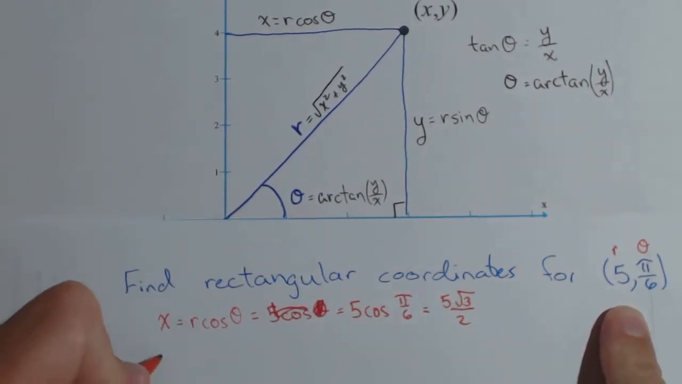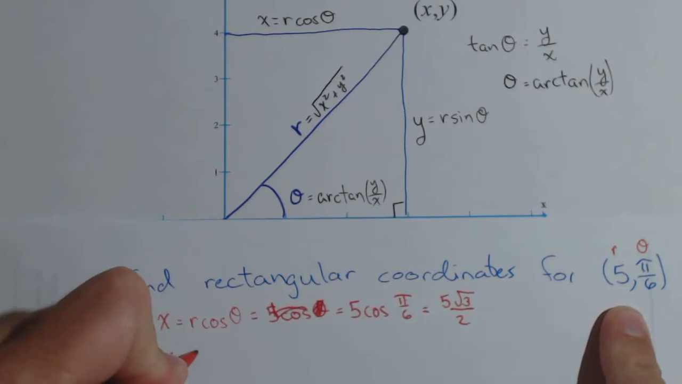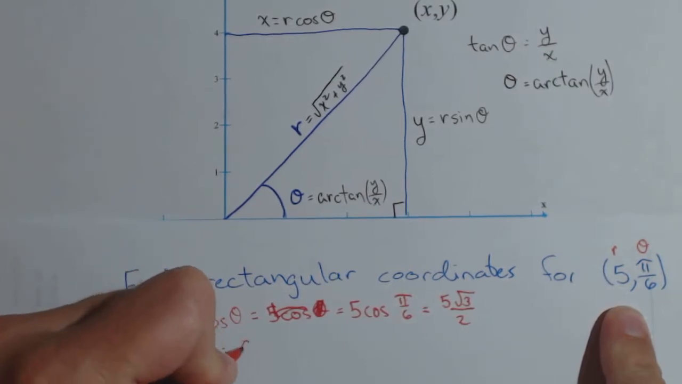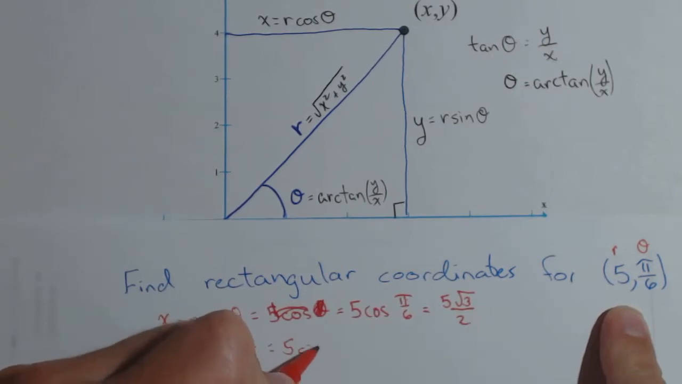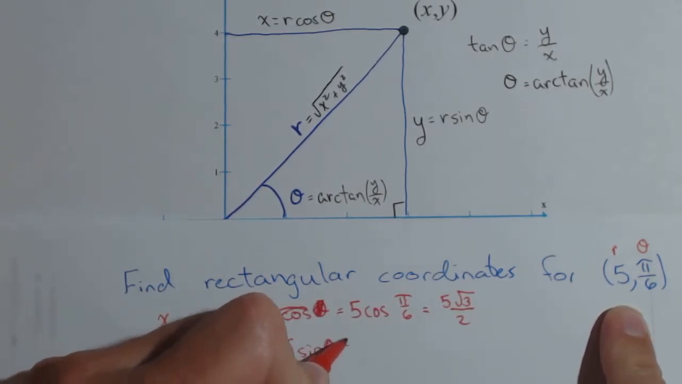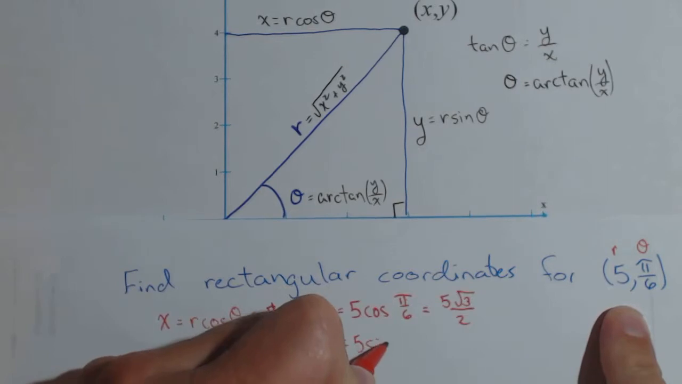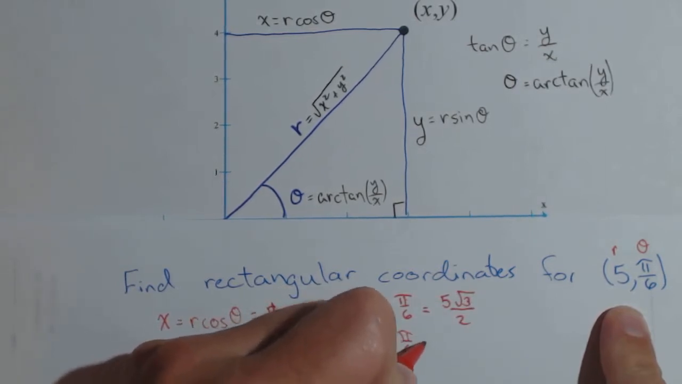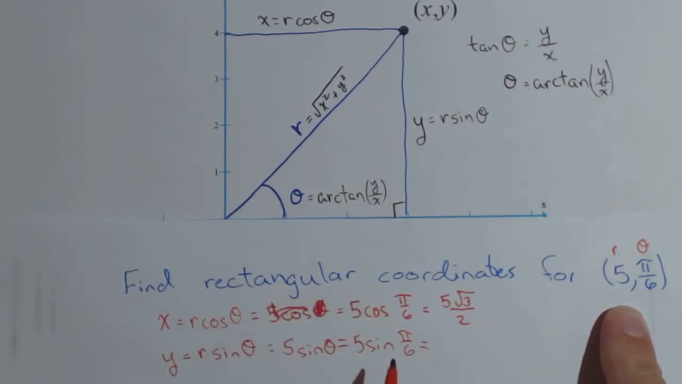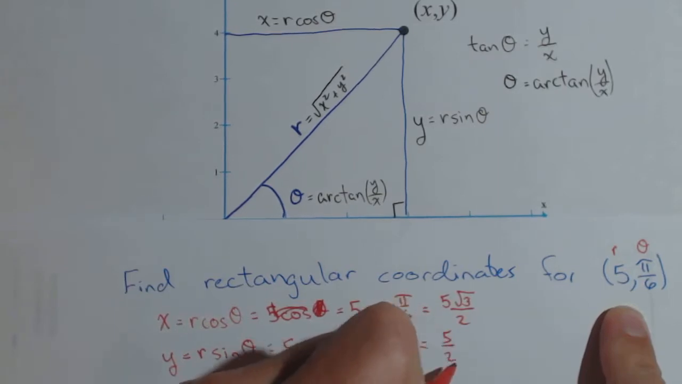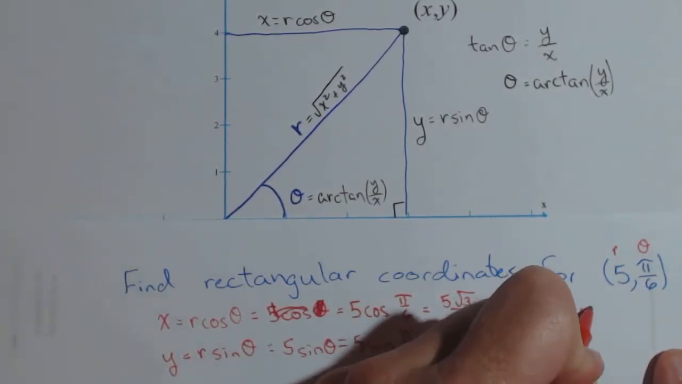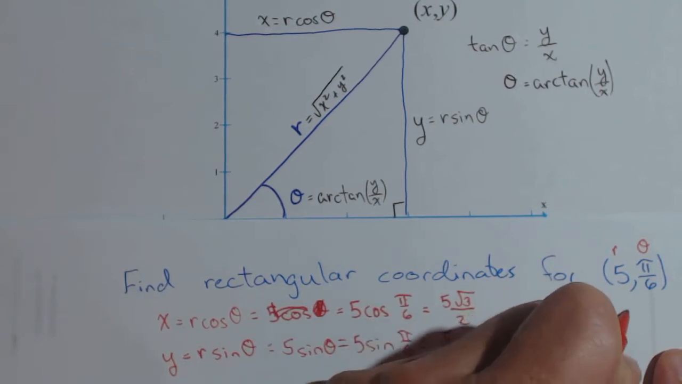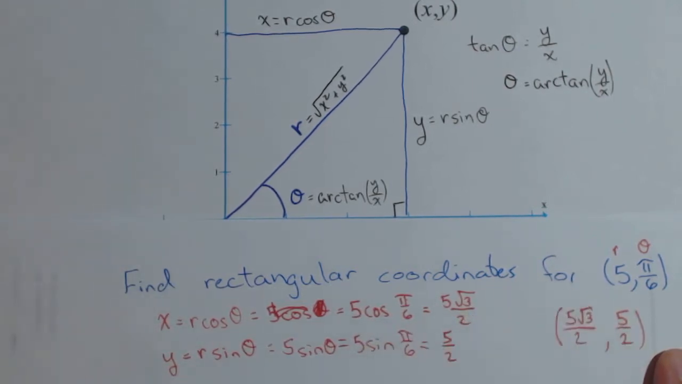Y is going to be very similar because y is just r sine of theta. So 5 sine of theta, I did it again, 5 sine of pi over 6, excuse me. Sine of pi over 6 is a half, so the y-coordinate is 5 halves. So the equivalent rectangular point is 5 root 3 over 2, 5 halves.